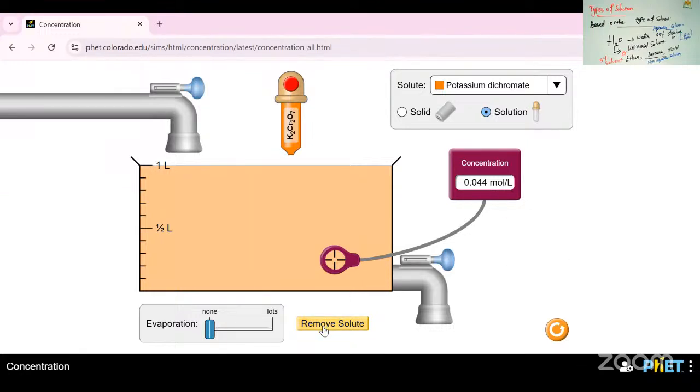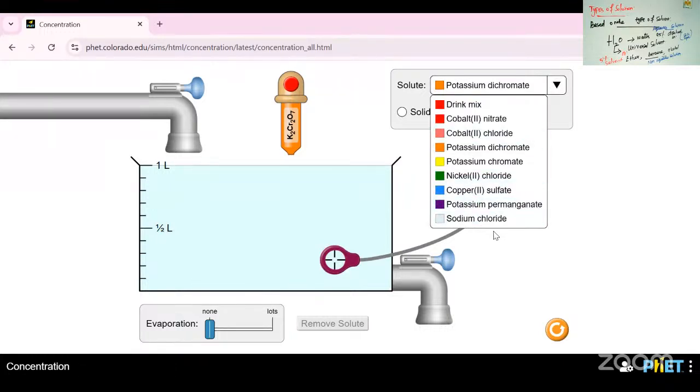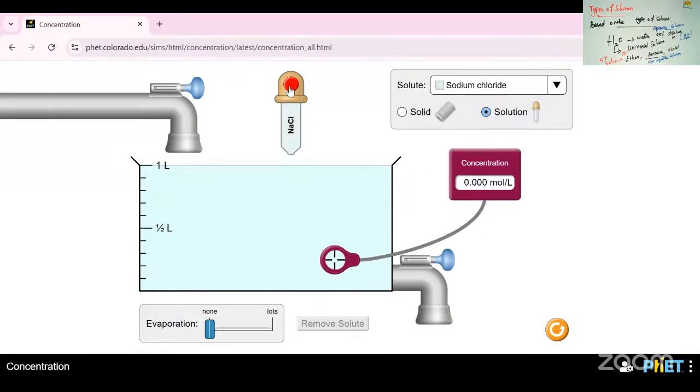So to remove the solute, sodium chloride, normal salt solution. Okay, adding the salt. Sodium salt pellet. So see the level of the concentration. 1.103 mole per liter is the concentration of the solution.